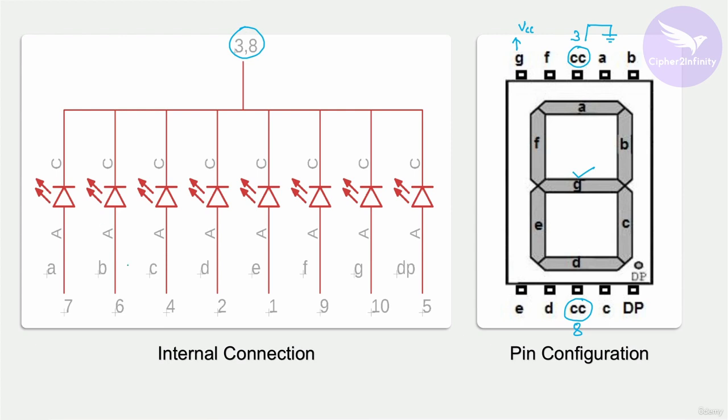And again, in this particular diagram, you can see the anode side of all the LEDs are not connected together. They are represented by these pins of this 7-segment LED display, like A, then B, C, D, E, F, G, and in the end, this is DP, which stands for dot point. So that's all about the pin configuration.